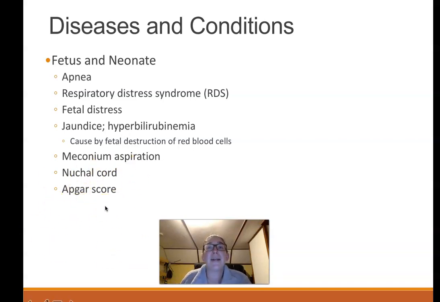APGAR score is a score that the nursing and medical staff give to the baby in the first few minutes of life. So I think they get a 1-minute APGAR and a 5-minute APGAR. When they first come out, it has to do with their coloring, their breathing, I don't even know, their heart rate probably.